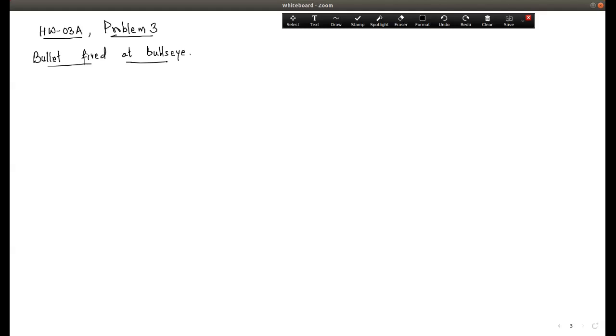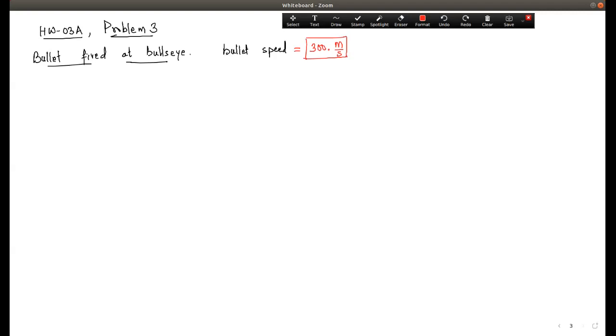Let's change the numbers given here. Let's say the bullet speed, which in the problem is 500 meters per second. I want to change that to, let's say, 300 meters per second. That's a change.